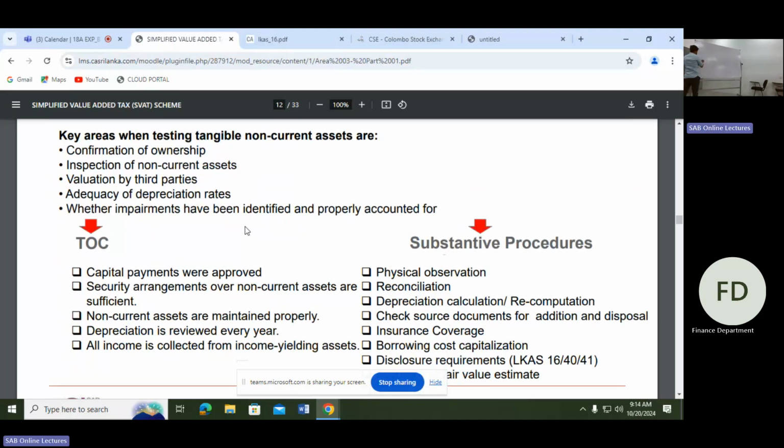And this balance creates some P&L items as well as statement of financial position items. What do you mean by that? Because the asset value is in the balance sheet, but depreciation, impairment, and gains or losses, gains or losses come to the P&L, right? So these are the two impacts on the financial statements.